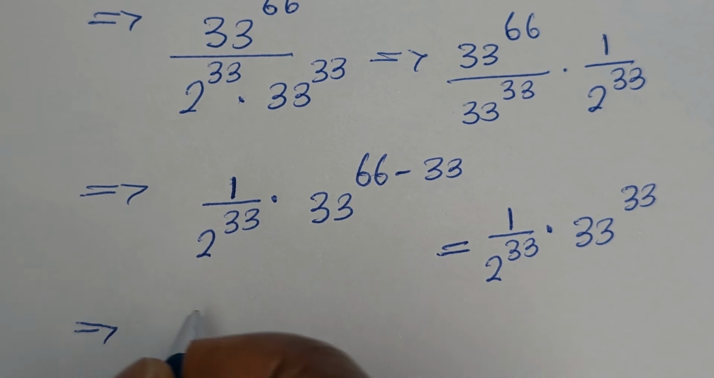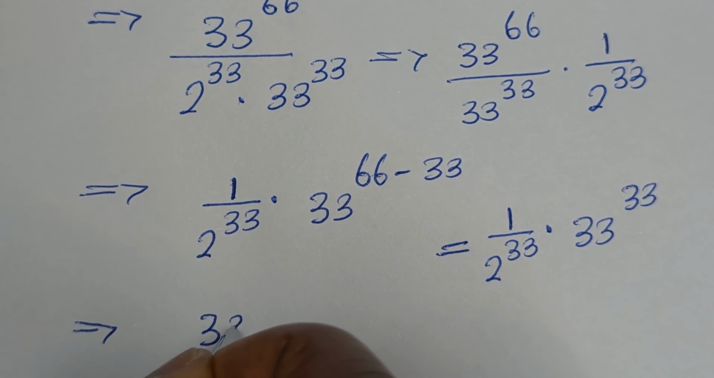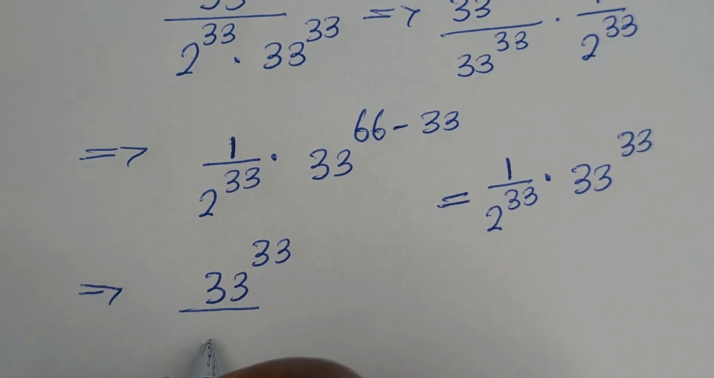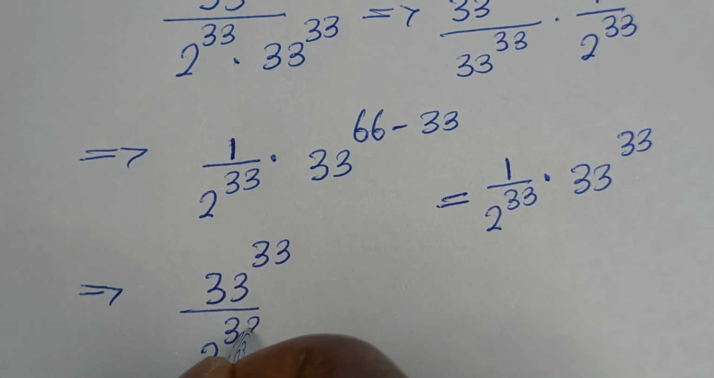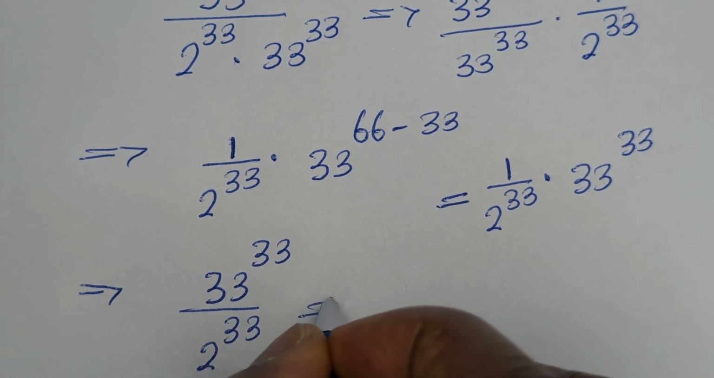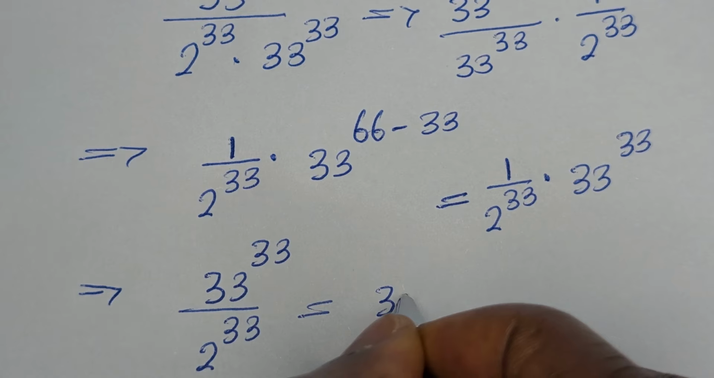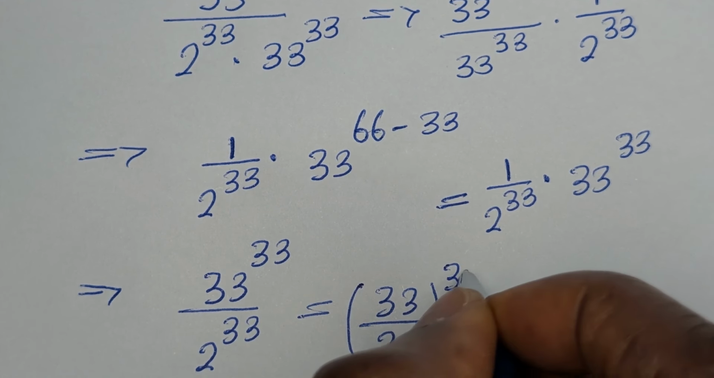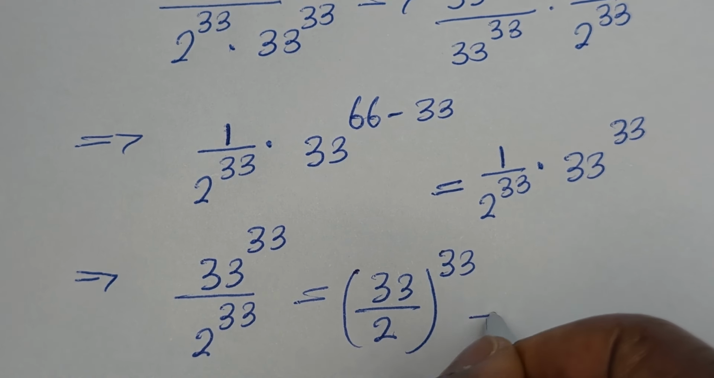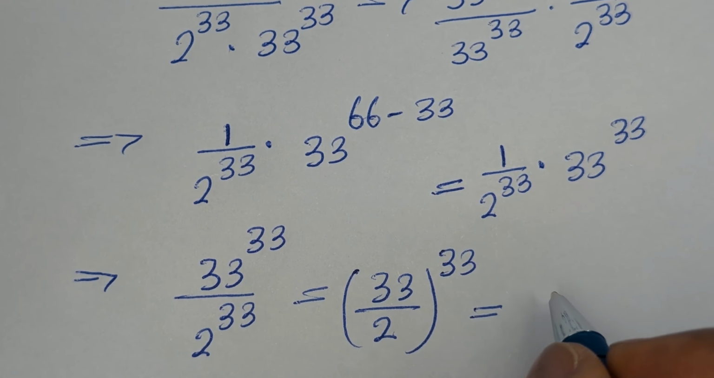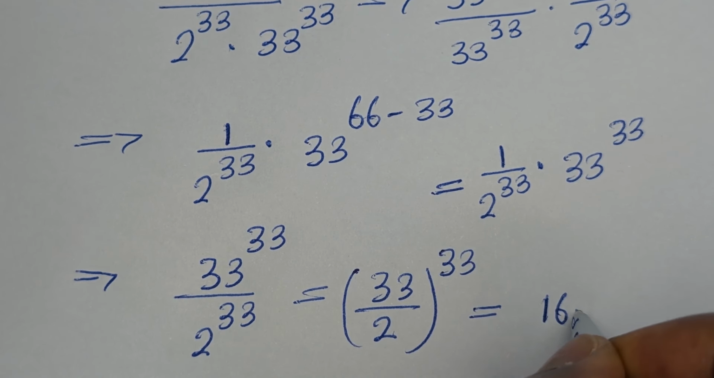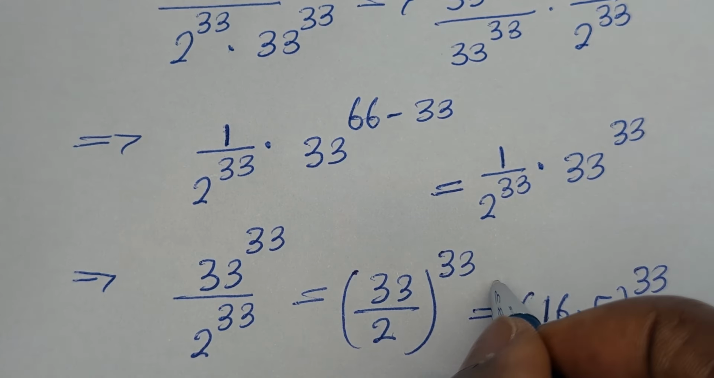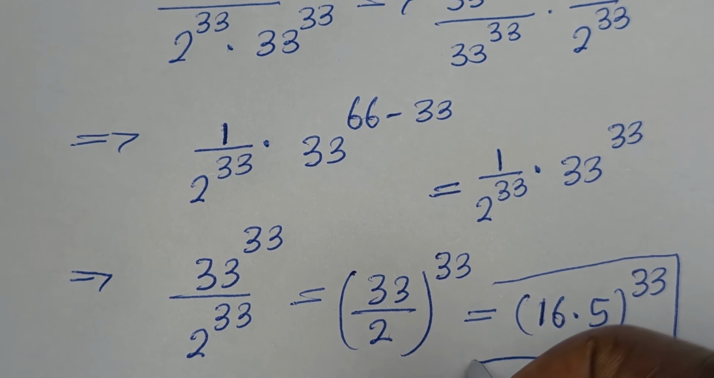And this is, we have 33 raised to power 33 divided by 2 raised to power 33. And because of the same power here, this is equal to 33 divided by 2, all to the power of 33. So this is equal to 33 divided by 2, we have 16.5 raised to the power of 33. And this is the final answer.